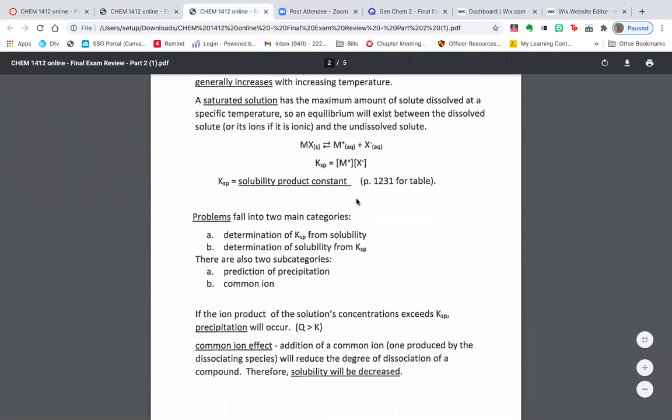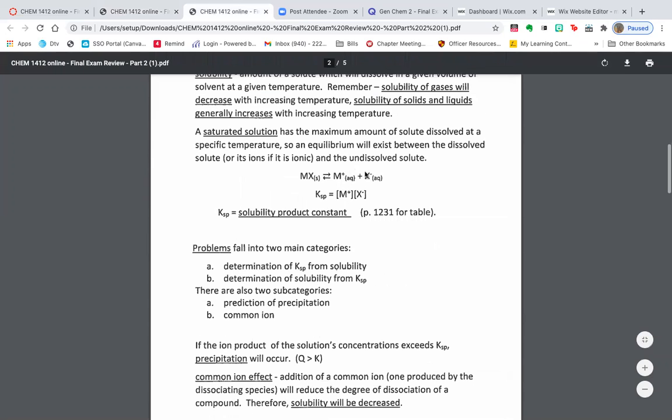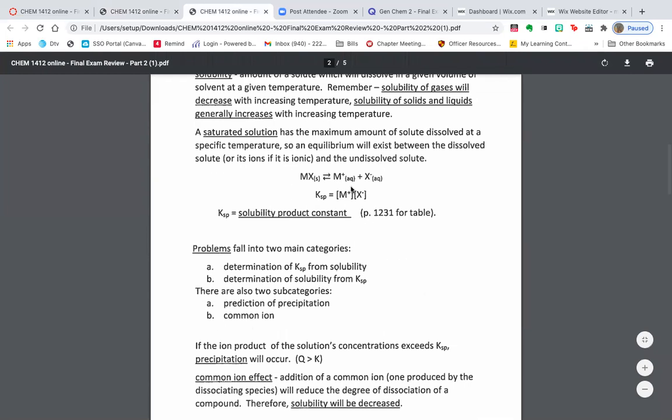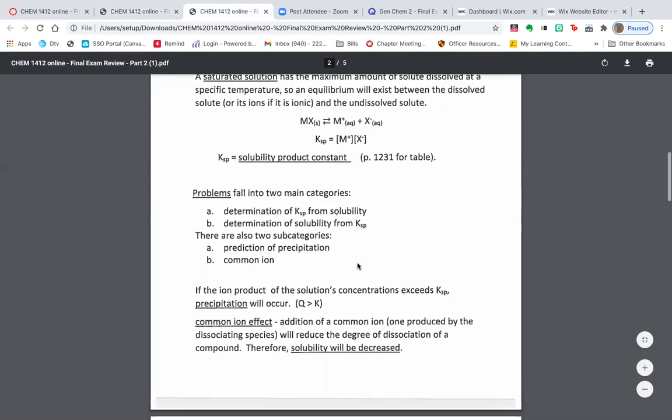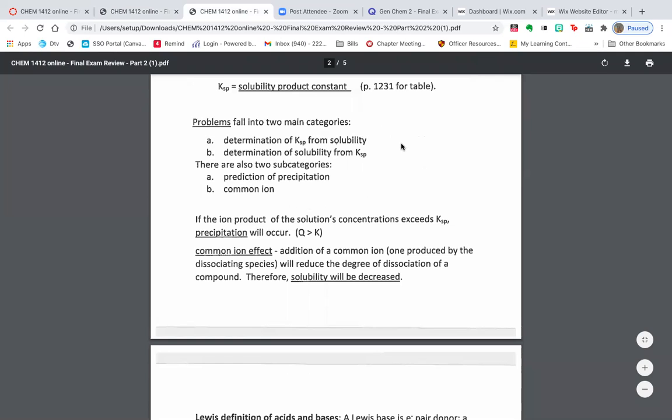Ksp is equal to the solubility product constant. So yeah, you can have 2 problems using Ksp. You can determine Ksp from solubility or determine solubility from Ksp. She'll give you both on the final exam, so be prepared for that.